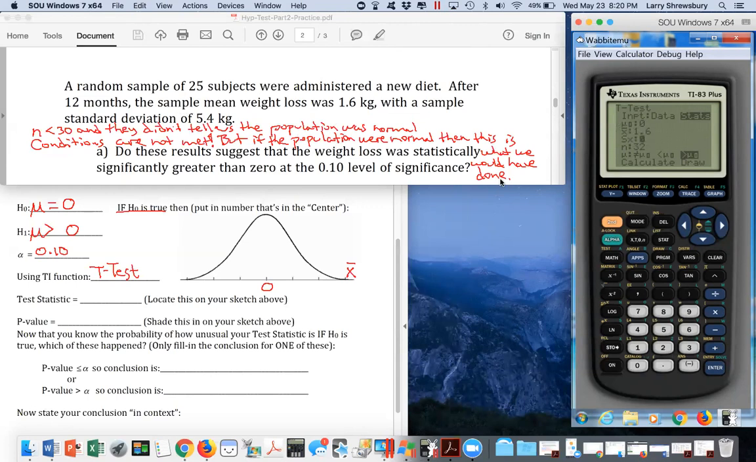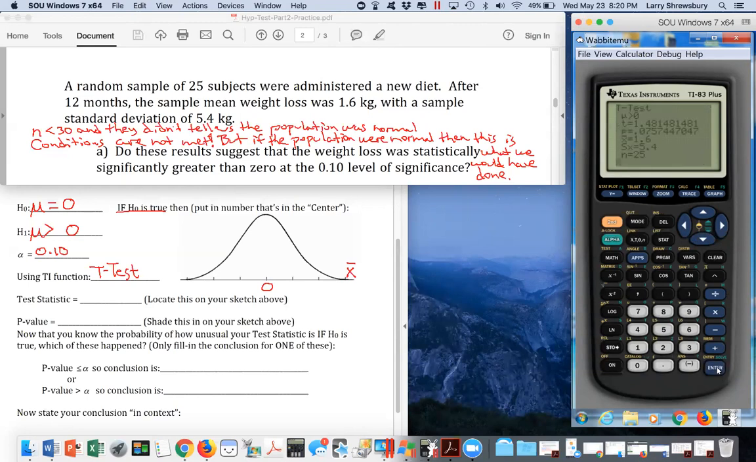Now, our sample standard deviation is 5.4. And our small sample size is 25. And then we highlight the greater than, hit enter to select it. And then we highlight calculate and we hit enter.